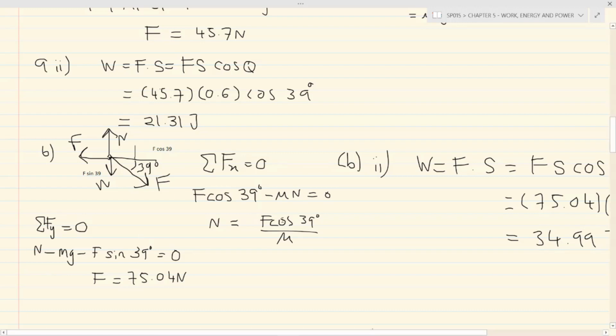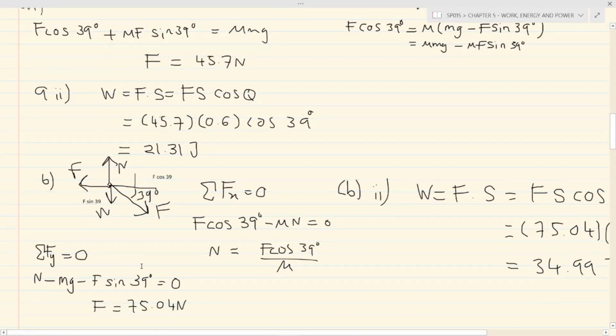So doing that, kita dapat F cos 39 degree over mu tolak mg tolak F sin 39 degree. So you can find the force daripada situ, which is now 75.04 Newton. Okay, so that's for question B lah. Kita masukkan normal force ni ke dalam equation yang ini. So insyaAllah akan dapat force sama dengan 75.04 Newton. Okay, try to calculate it lah.